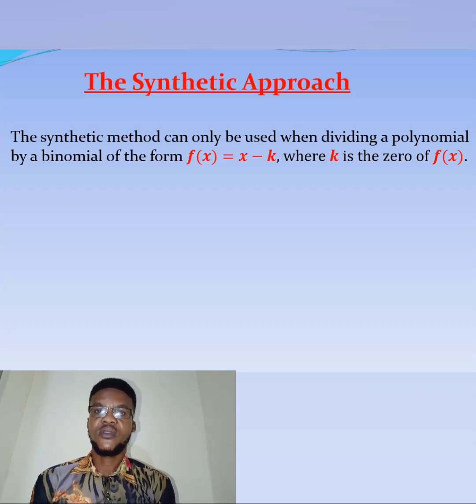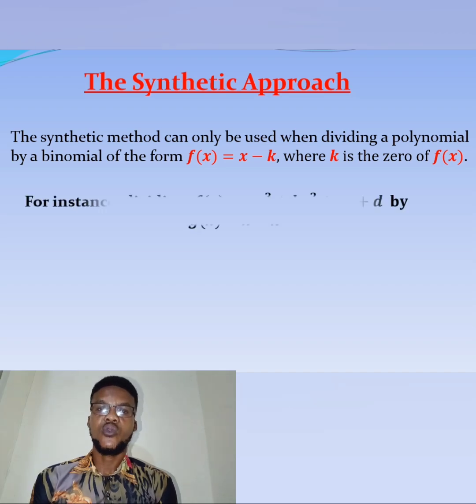Most of the time, students, when the question is given to you, because they know we can use the synthetic approach, they just go ahead and use it. No, you can only use it when you realize that you have the divisor in this form, what we have before us. Have you gotten that? Good. So when you are given this, then you need to find the zero of the divisor. Whatever divisor you are given, you need to find the zero. Have you gotten that? Good.